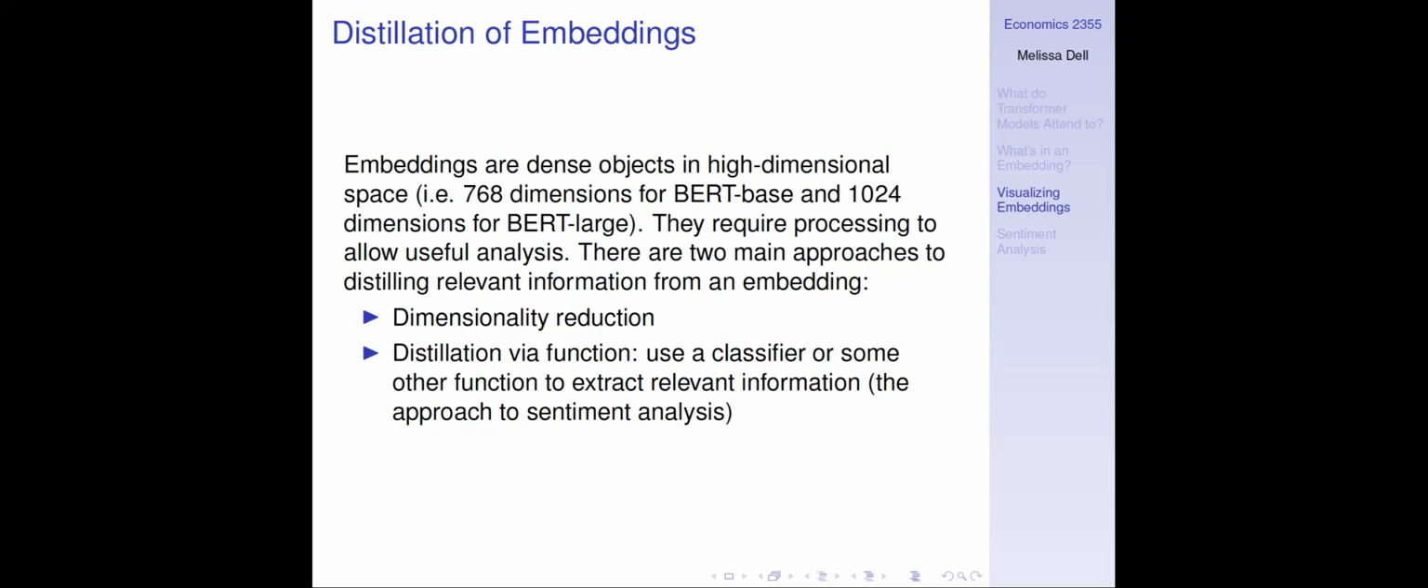The first is dimensionality reduction. You find a way to project that high dimensional space down into a low dimensional space that preserves relevant features of the space. The other is distillation via function, which is using a classifier or some other function to extract the relevant information. This is what sentiment analysis does, and we'll talk about that in a few minutes, but more generally, you can use functions to reduce and distill the information you want.